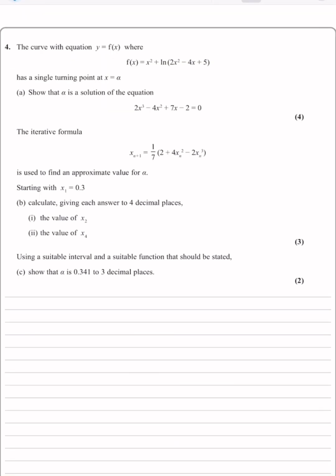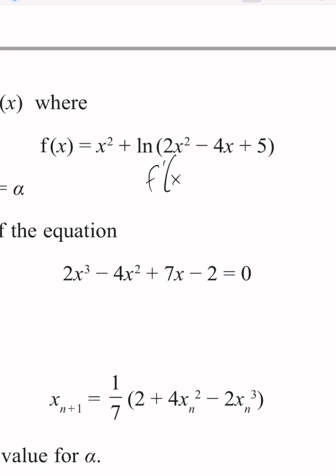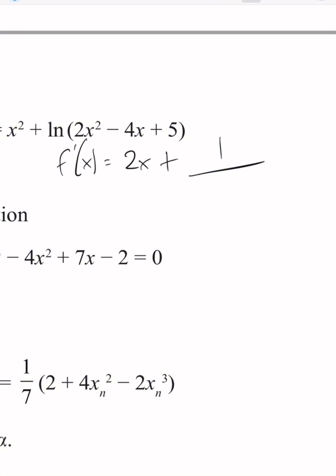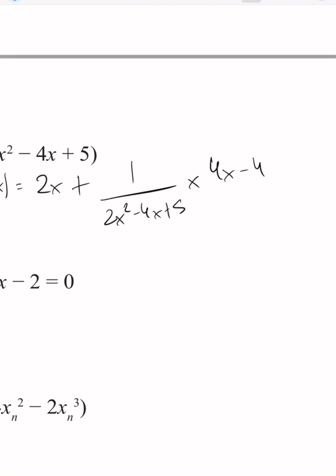Question 4. For part A, you just want to differentiate the function and set it equal to 0, as then that will be a turning point, as it says. So differentiating this, it'll give us 2x plus 1 over, plus 5 times the differential of the brackets, which is 4x minus 4. Therefore, that will be over 2x squared minus 4x plus 5.